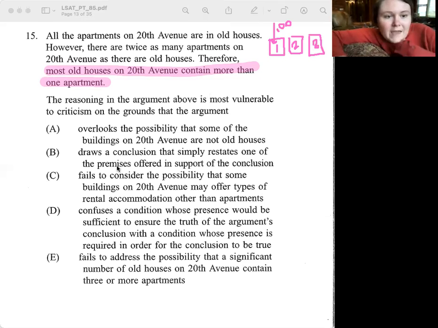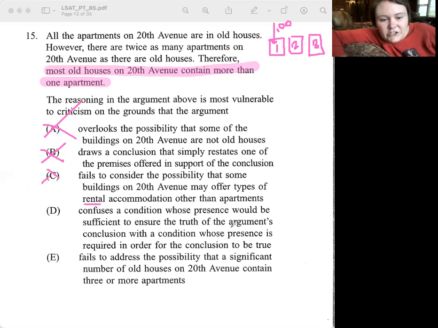Okay, so A overlooks the possibility that at least one of the buildings on 20th Avenue is not an old house. We don't care about that, right? That's irrelevant. B draws the conclusion that, no, we are not simply restating. This is not circular reasoning. C fails to consider the possibility that at least one of the buildings on 20th Avenue may offer types of rental accommodations other than apartments. No, we don't care about that.